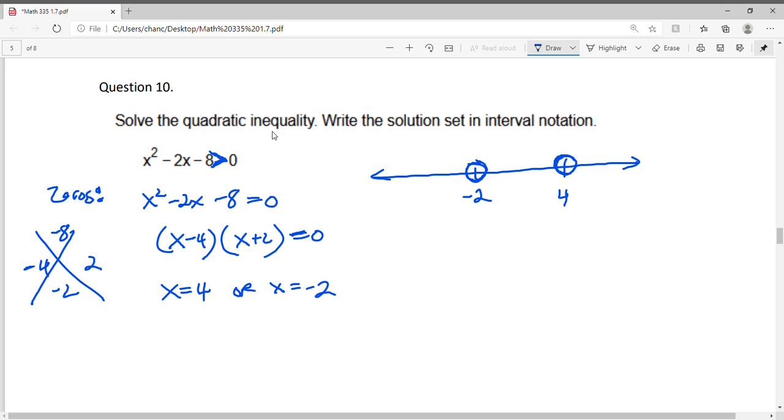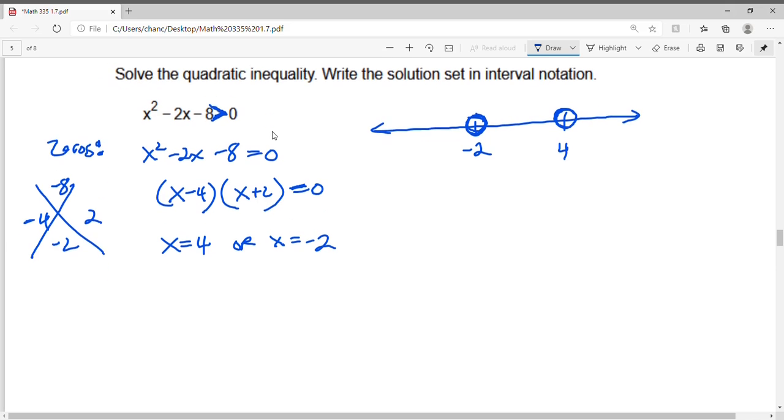Now, since they're exactly 0 at -2 and 4, the other intervals would be strictly positive or strictly negative because we know it's exactly 0 only at two locations. So you're either positive or negative anywhere else. And to find out, we'll have to pick some test points between our zeros.